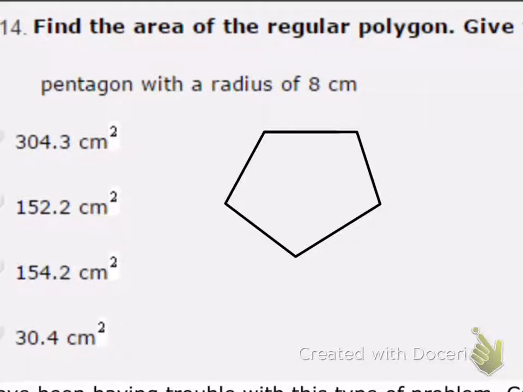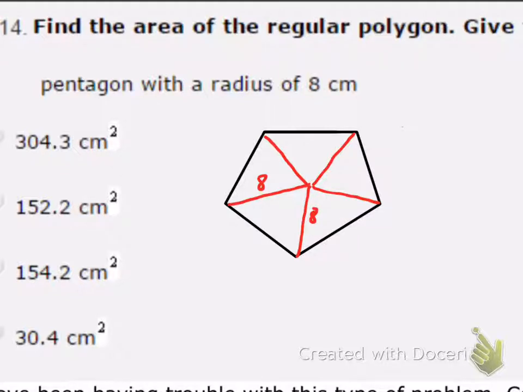It says find the area of a regular polygon given the radius. Give your answer to the nearest tenth. So we're given a radius, a pentagon, and please forgive me for my crude drawing here, a pentagon with a radius of 8 centimeters. Now just like the triangle problem that we looked at in this same section, the radii of a regular pentagon will divide it into 5 equal triangles, and they happen to be all isosceles.